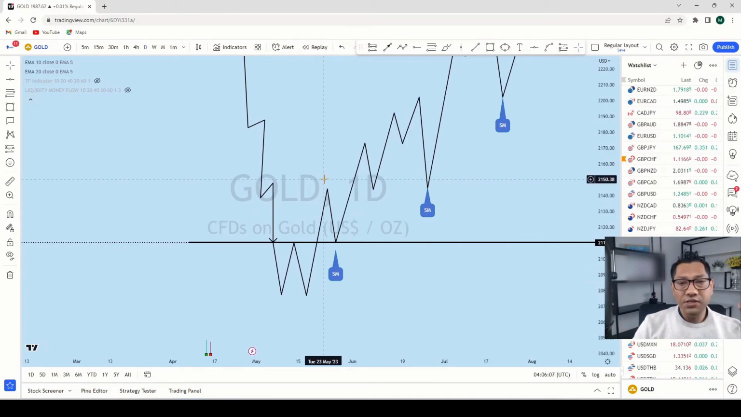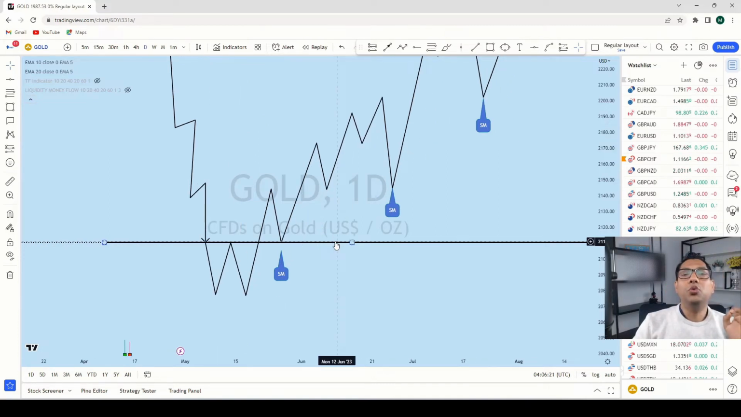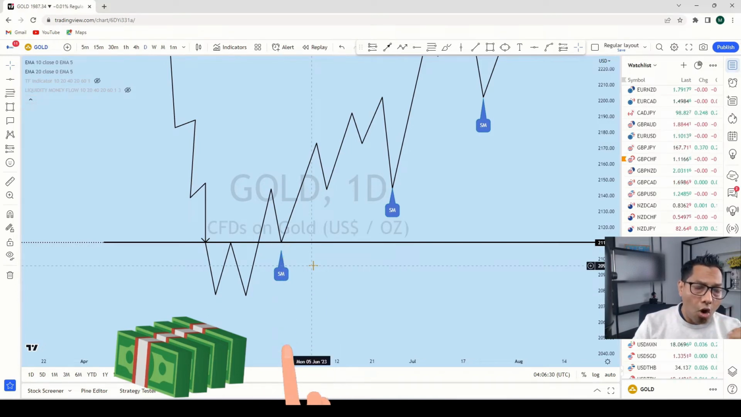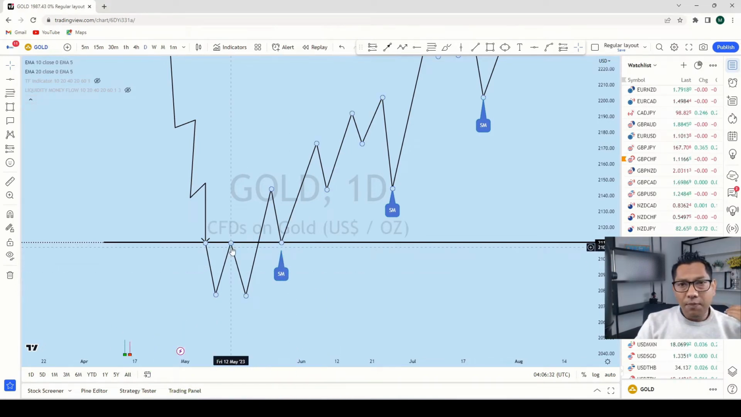After the break of this supply area, again the market has come down to test that supply area as a demand area. And that supply area turned into a demand area, and this is where the first smart money placed their order. This is the order block, because once a market changes its trend, its value changes.